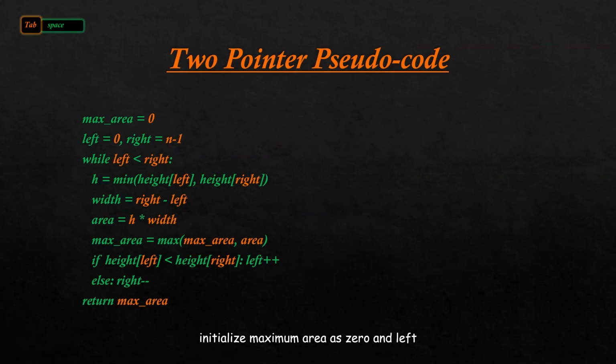We initialize maximum area as 0 and left and right pointers at the ends. While left is less than right, we calculate the area, update the maximum, and then move the pointer pointing to the shorter line. At the end, we return the maximum area found.